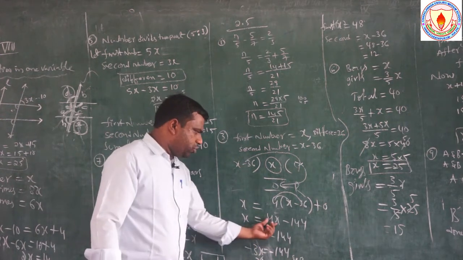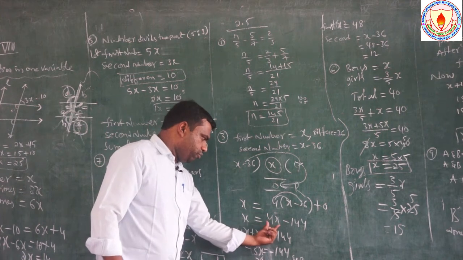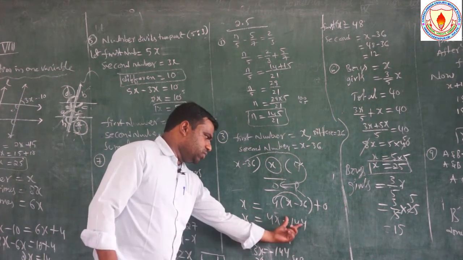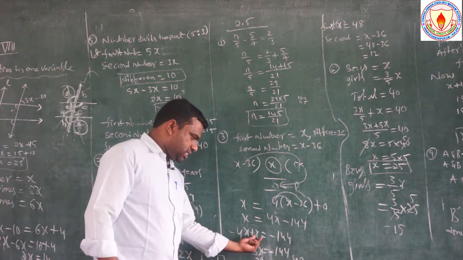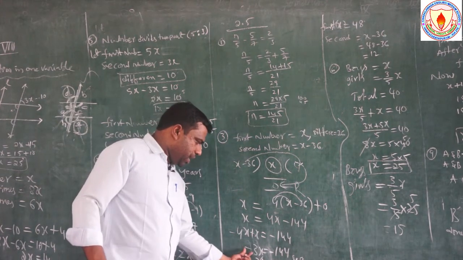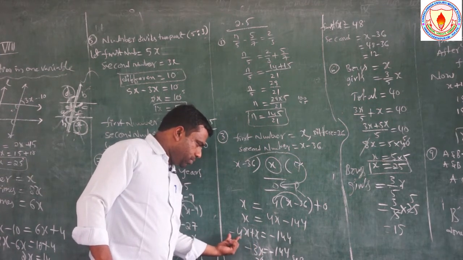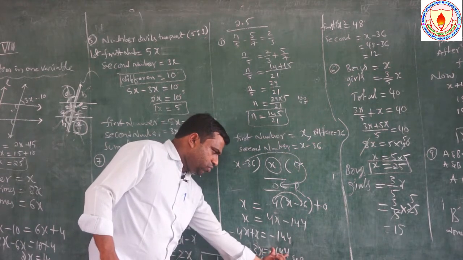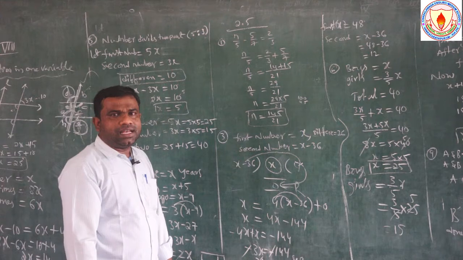Next, x is equal to 4x minus 144. Here we transpose 4x to the left hand side, and minus 144 is there, the same as before. Next, minus 4x plus x. Here the minus value is more than the plus value, so we subtract. So 4x minus 4x plus x is nothing but minus 3x, and minus 144. So minus minus nullify on the left hand side and right hand side.